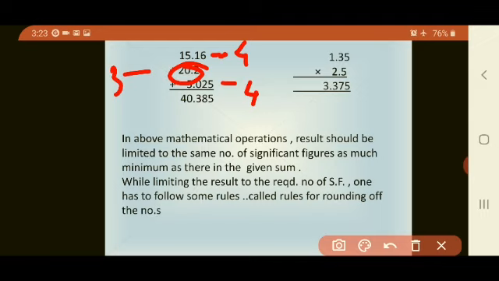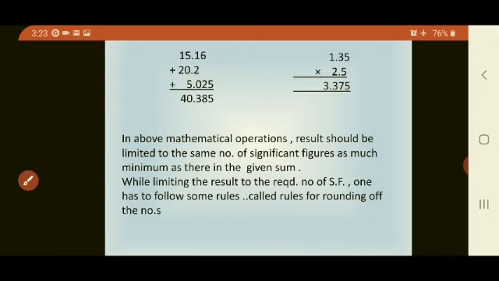After addition, whatever answer we get, we always have to write the answer in such a way that it contains the same number of significant figures as the minimum one. Means we have to write the answer so that it consists of only 3 significant figures. Yes, this is about addition.